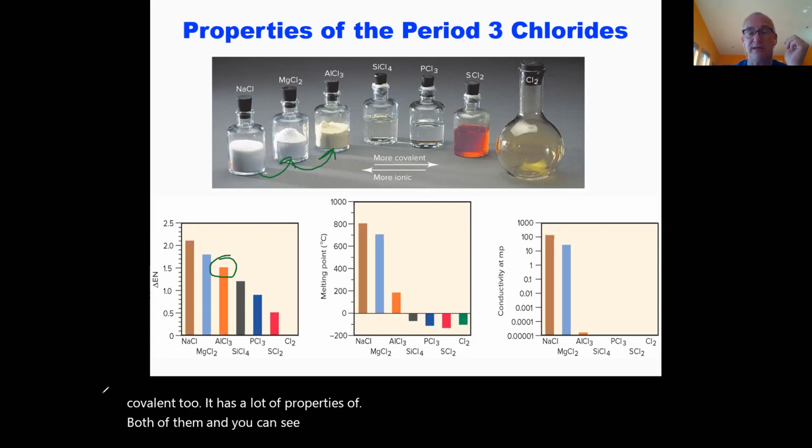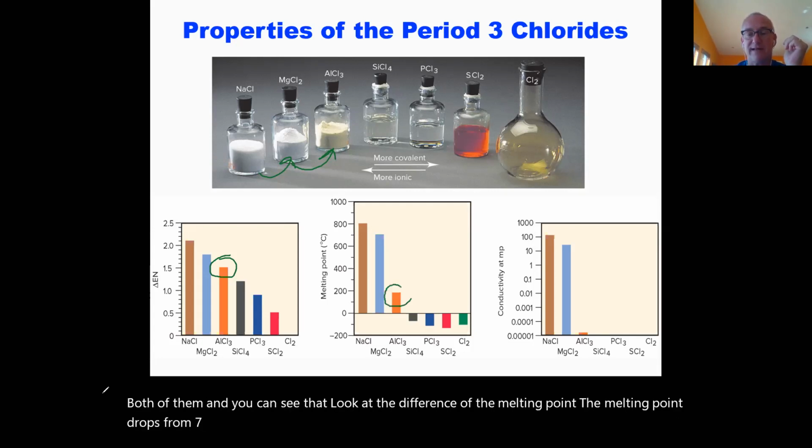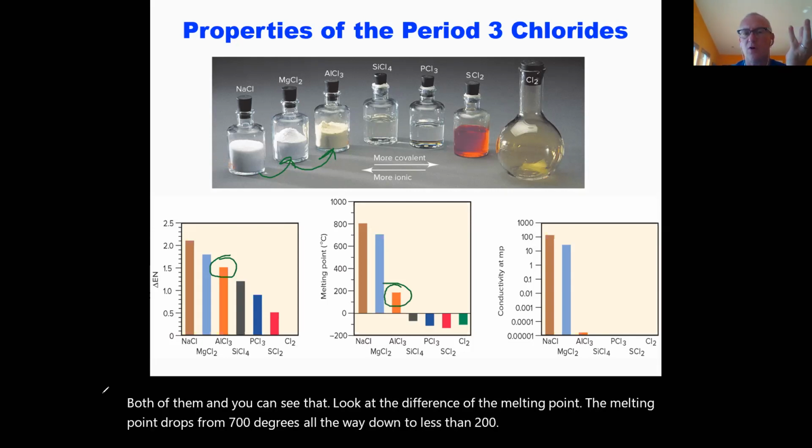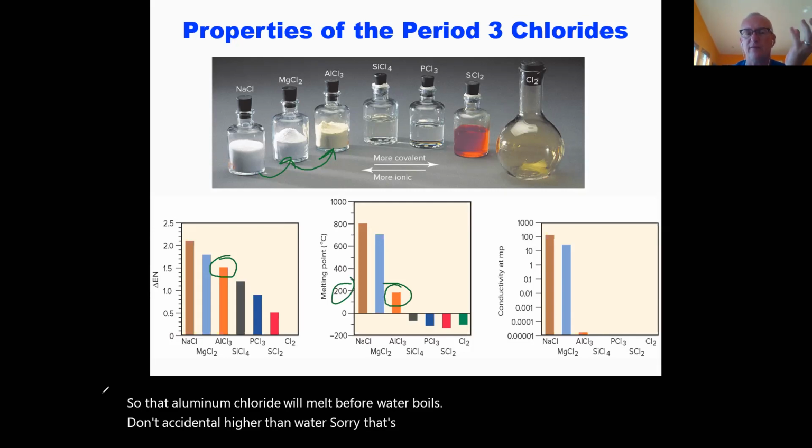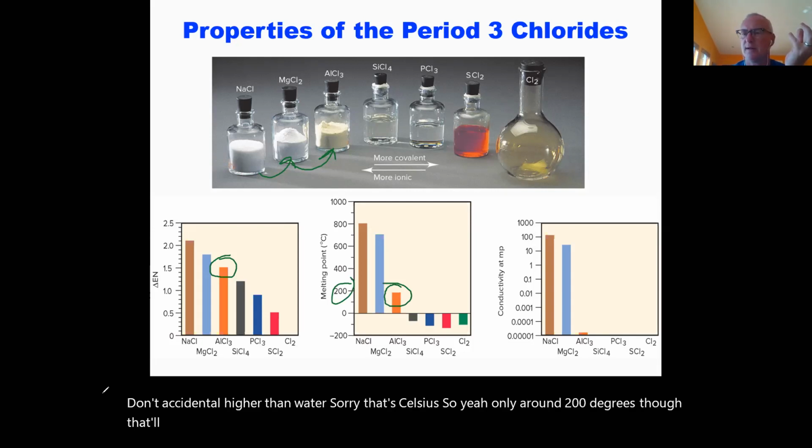Look at the difference in the melting point. Melting point drops from like 700 degrees all the way down to less than 200. So that aluminum chloride will melt before water boils. No, actually, a little higher than water. Sorry, that's Celsius. So only around 200 degrees, which is much, much lower than an ionic solid generally is.